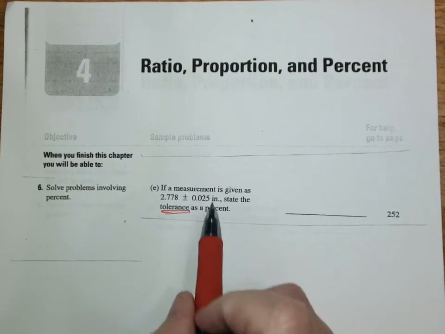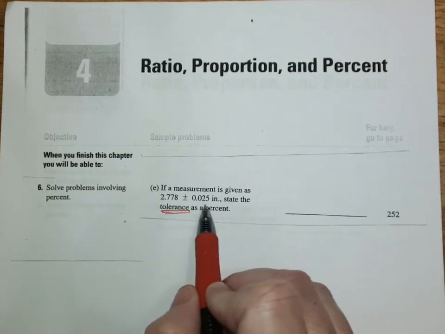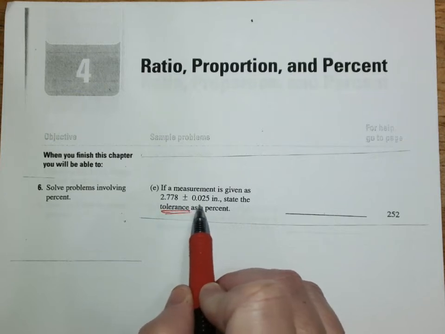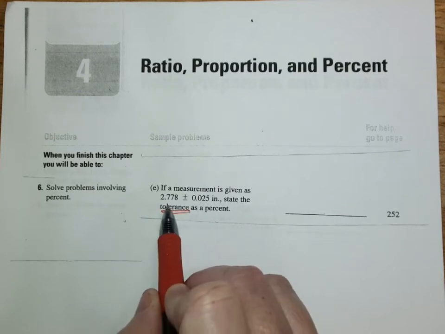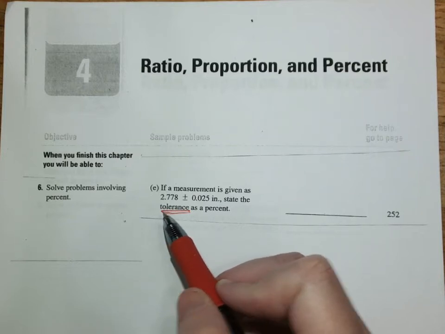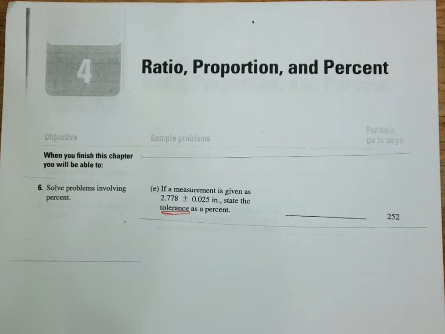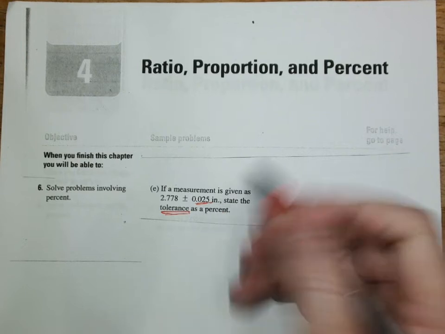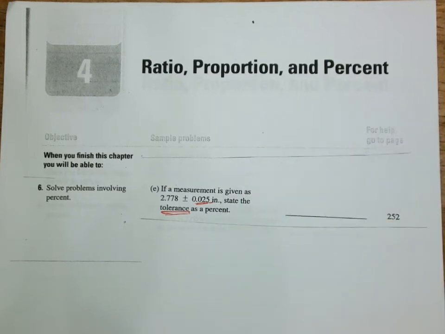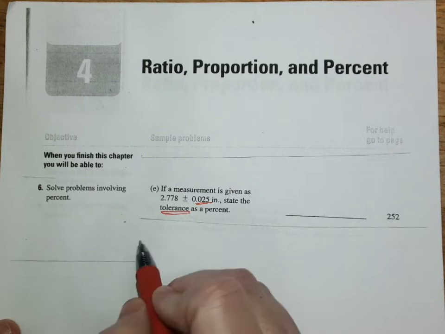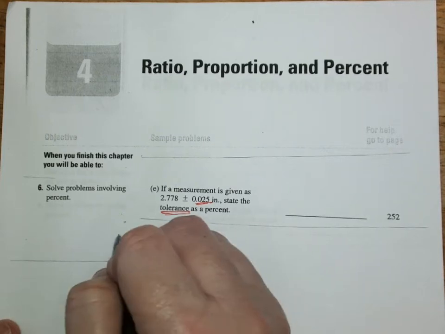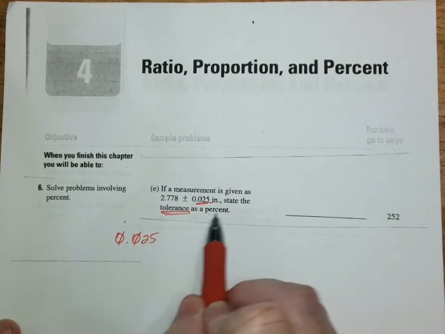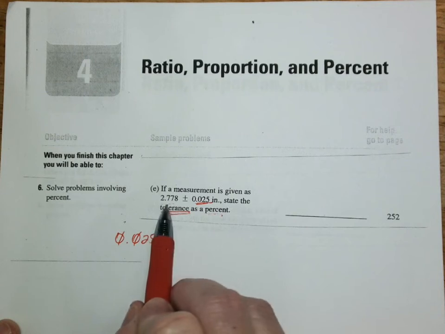And so what a lot of y'all did was you added 25 thousandths to 2.778, and then you subtracted 25 thousandths from 2.778. And what you did is you came up with the tolerance limits. So that's not what the question is asking. It's asking to write this tolerance as a percent. And so the tolerance, when you set up this problem, you say that the tolerance, which is 0.025 or 25 thousandths, you want to know what percent of the actual measurement the tolerance is.